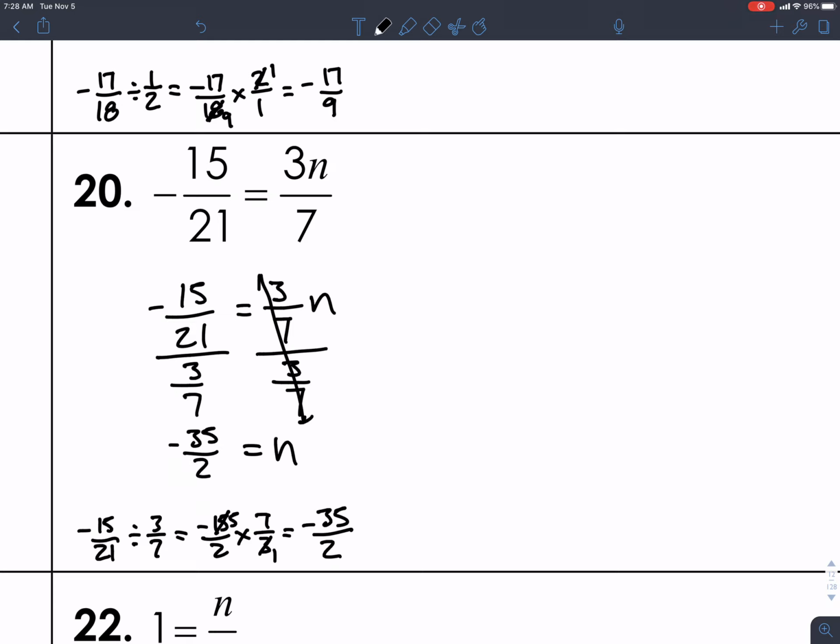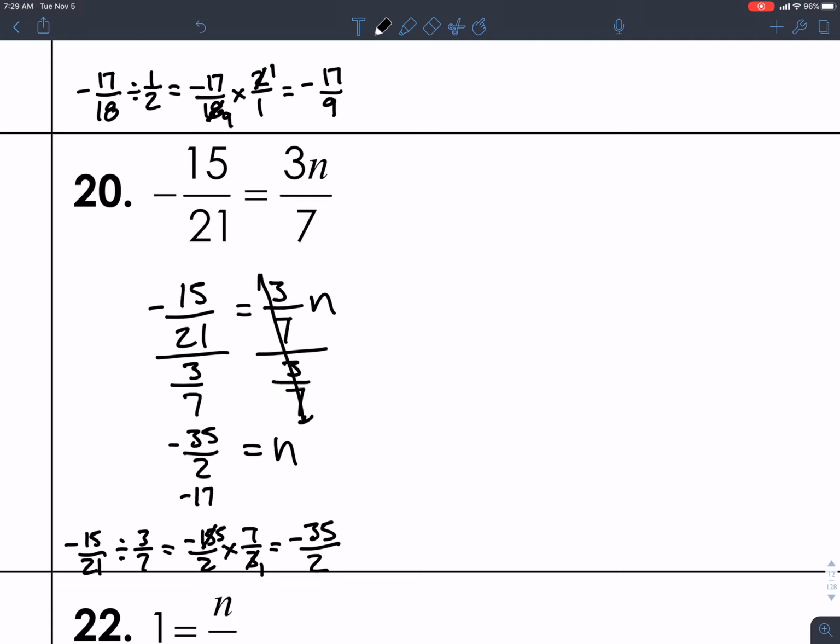And we can simplify that. We can also say it's, let me move some stuff. You really need to make sure you give everything as much room as you can on some of these things. 2 goes into 35, let's see, 17 times. So it's negative 17 and a half is n. So either one of those is the answer.